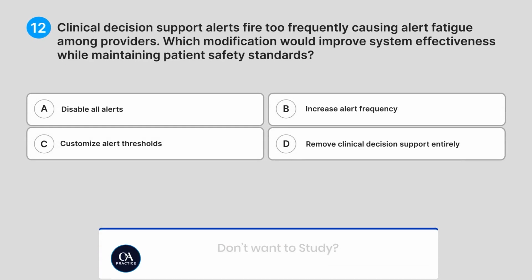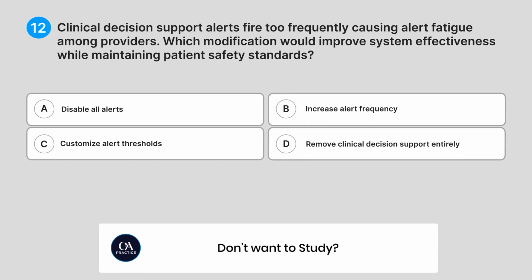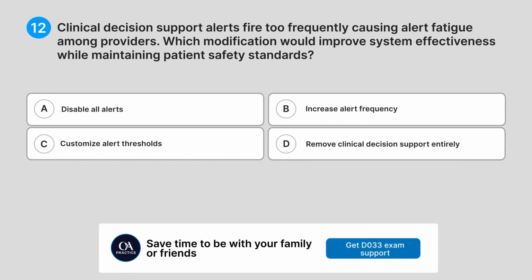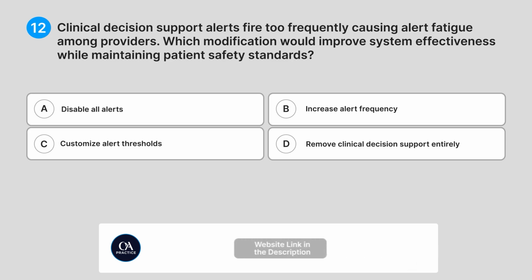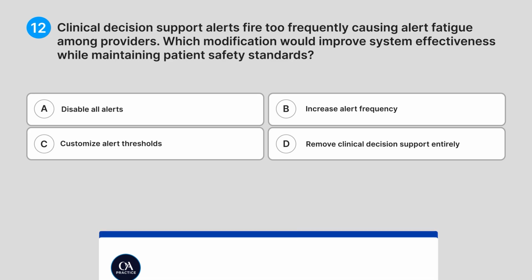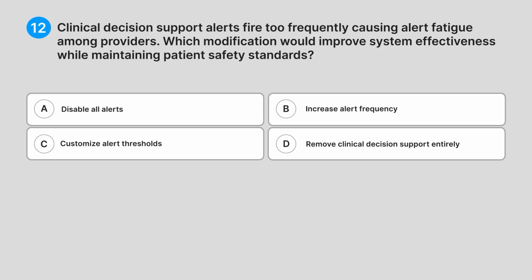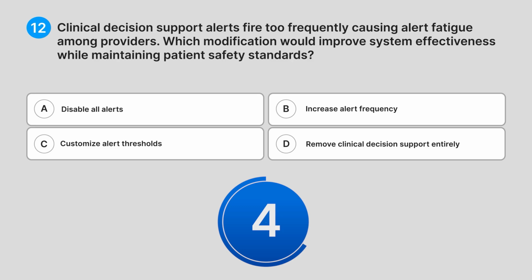12. Clinical decision support alerts fire too frequently, causing alert fatigue among providers. Which modification would improve system effectiveness while maintaining patient safety standards? A. Disable all alerts. B. Increase alert frequency. C. Customize alert thresholds. D. Remove clinical decision support entirely. Do you know the answer?